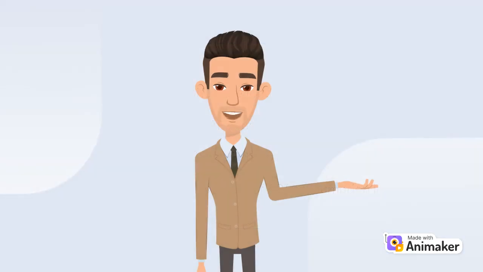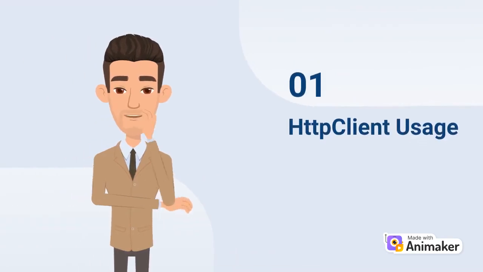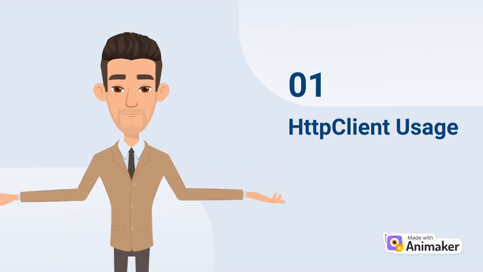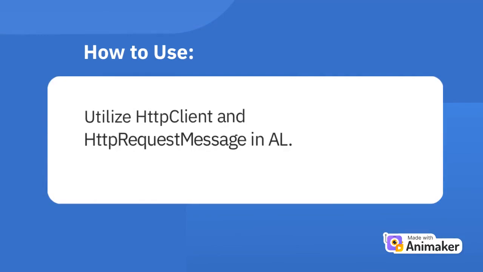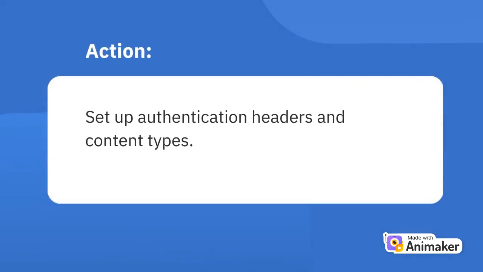Here are the key techniques for integrating APIs. Using HttpClient and HTTP request message for API calls. How to utilize HttpClient and HTTP request message in AL. Actions: set up authentication headers and content types.